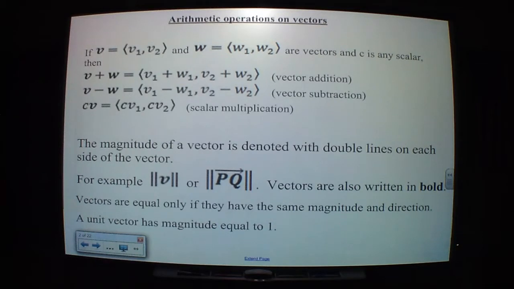When you read your book, you'll see that vectors are written in bold. Vectors are only equal if they have the same magnitude and the same direction. So they're the same length and they go the same direction. A unit vector has magnitude equal to 1.